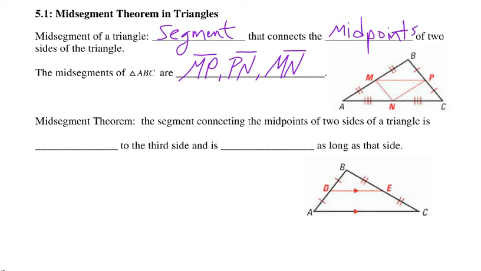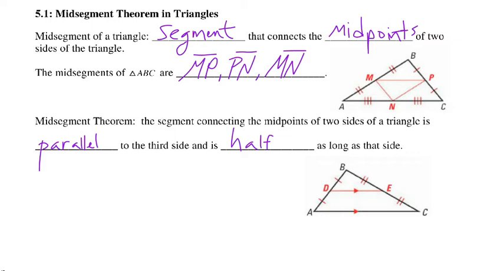So that just tells you the location of where they are and that we know that they're connecting midpoints together. So the midsegment theorem then says that the segment connecting the midpoints of two sides of a triangle is parallel to the third side and is half as long as that side as well. So the midsegment is half the length of the third side.